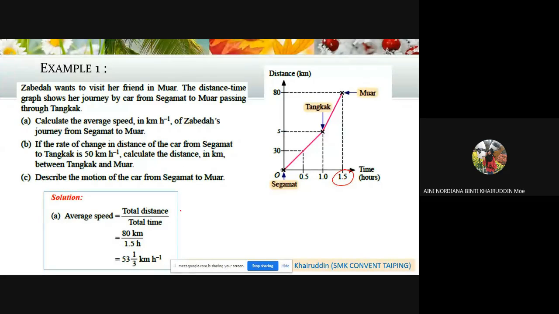Okay. Itu soalan A. Soalan B. If the rate of change in distance for the car from Segamat to Tangkak is 50, calculate the distance in kilometer between Tangkak and Muar. Dia bagi speed untuk Segamat to Tangkak. Speed dia 50 km per hour.